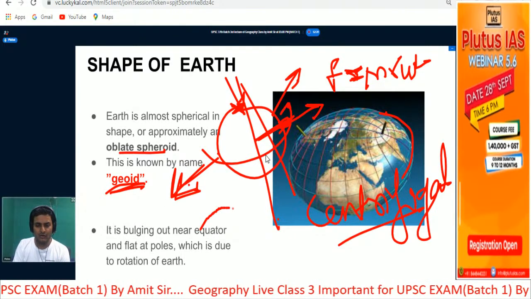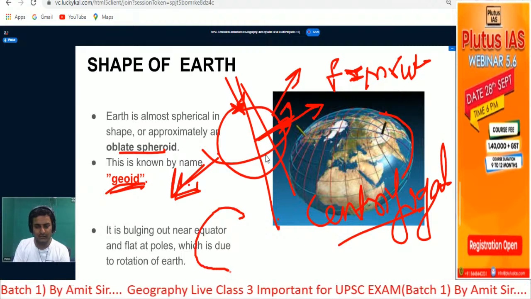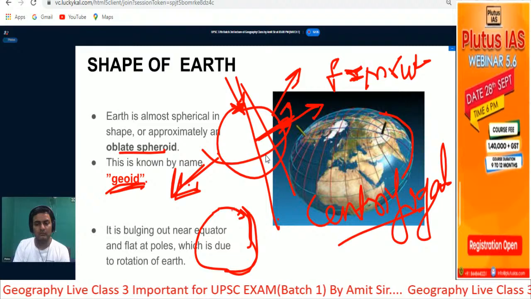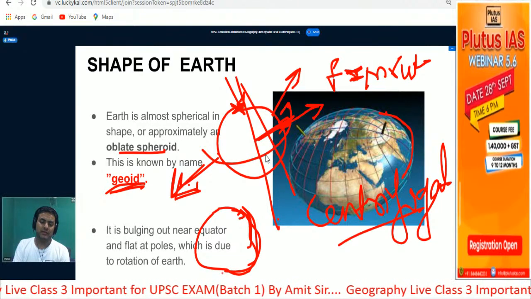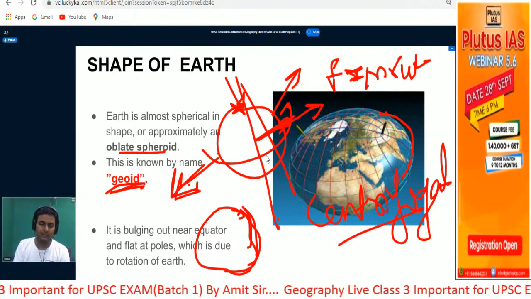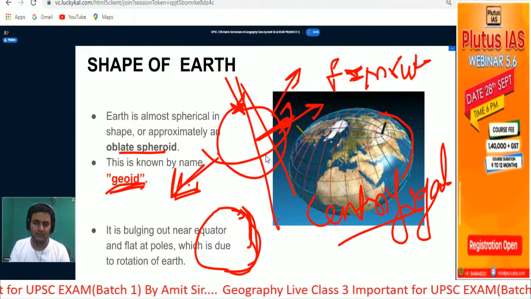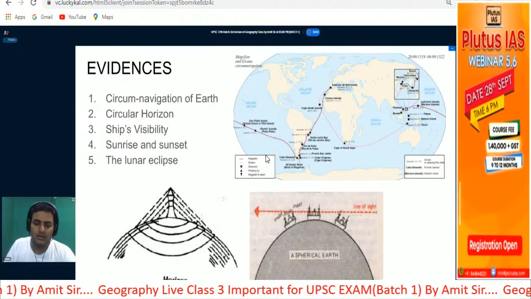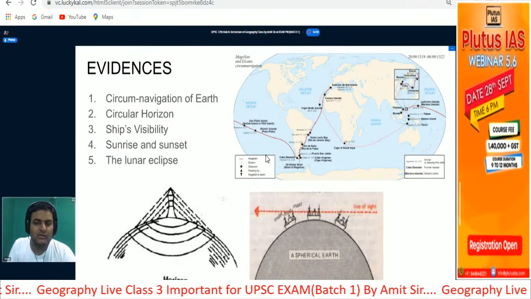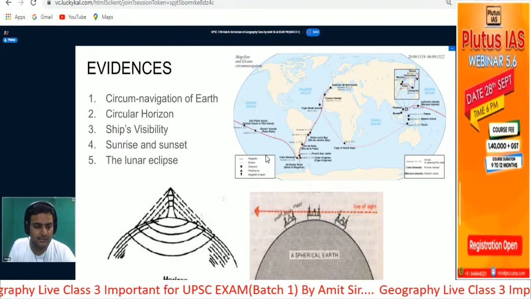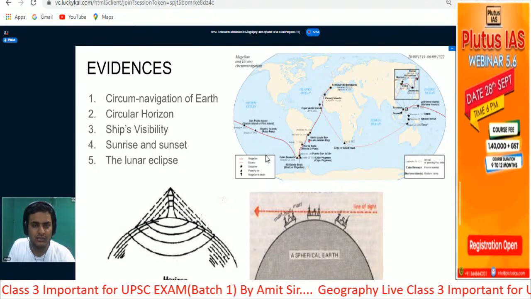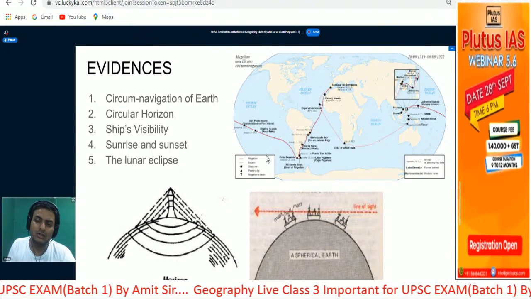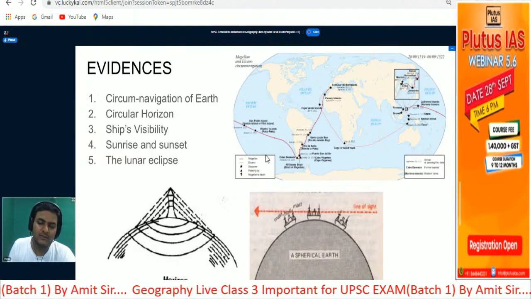So the true shape of Earth, if you search on the internet, is something like this. We have this kind of gap arrangement. Do search it on the internet, you will find some good pictures. Then, the Earth's shape, as we take it in an average manner, is spherical in nature. So how do we come to know that Earth is spherical? What are the evidences for such a figure?